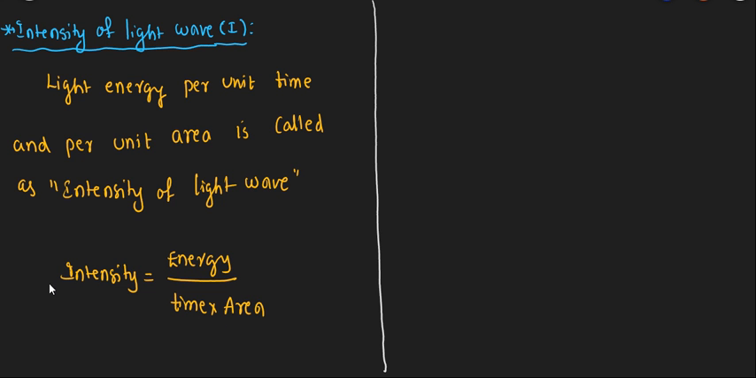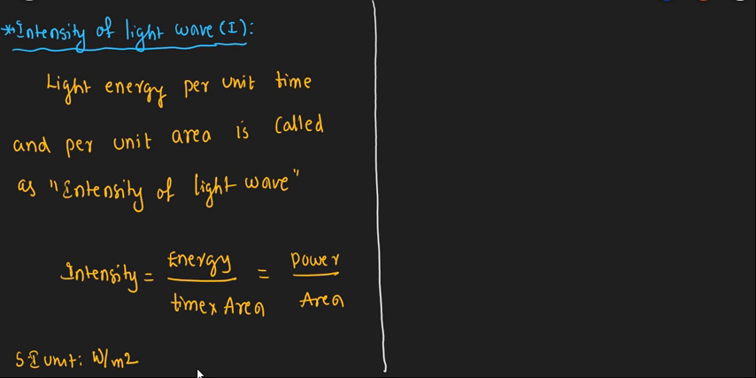For example, we want to calculate how much intensity of light is entering into our home. Light may be entering through our windows and doors. Then we take light energy by time into window area. Like this, we calculate the intensity. Energy by time is nothing but power, so we write power by area also. And what is the SI unit of intensity? The SI unit of intensity is power by area, that is watt per meter square. This is the intensity of light wave.